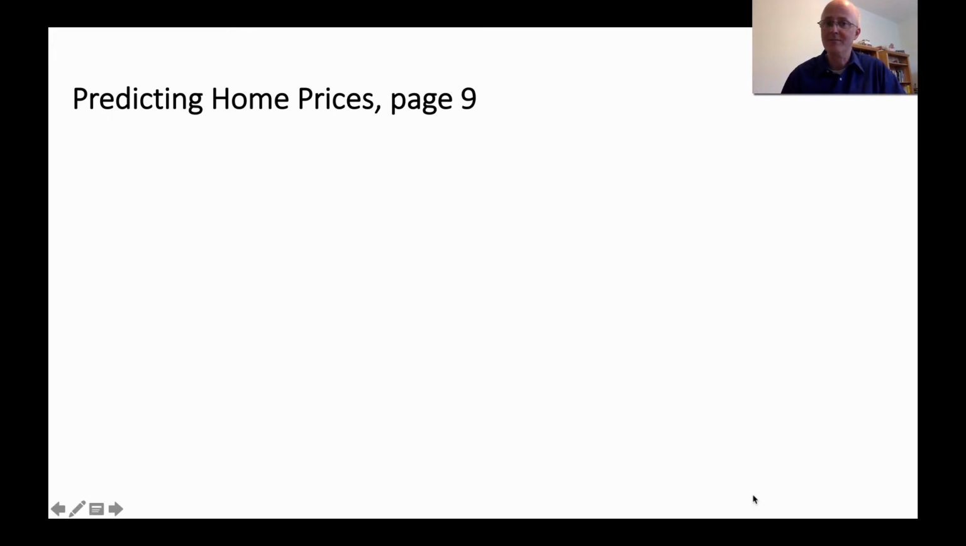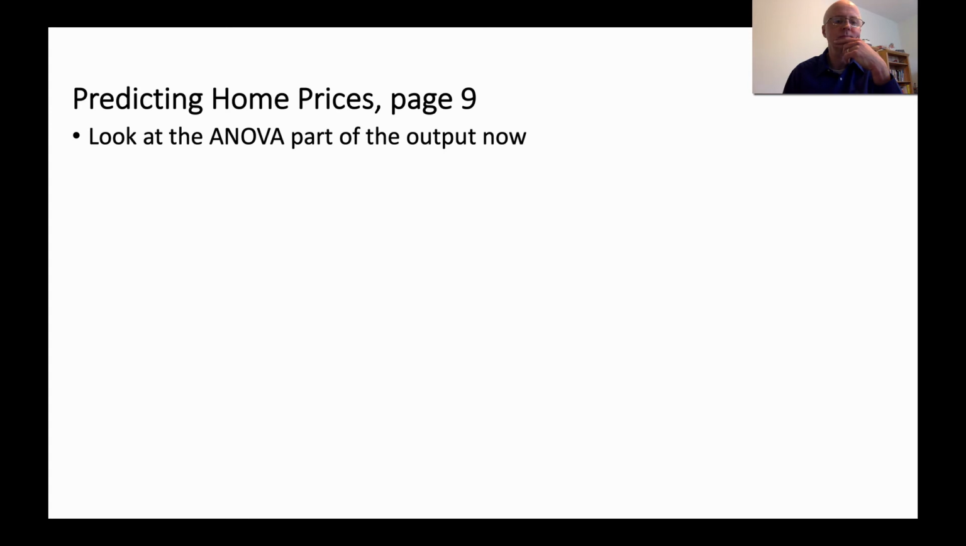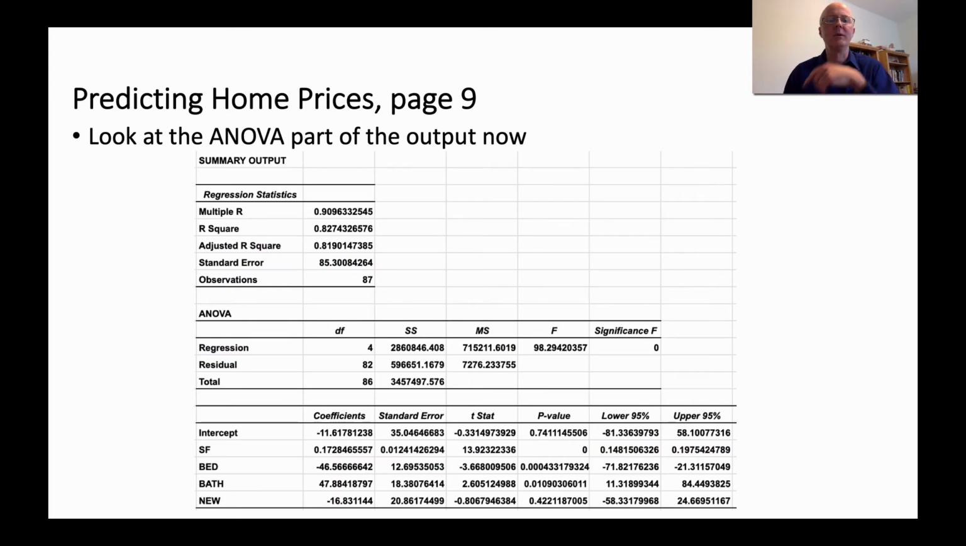Getting close to being done here. Page 9, there's 12 pages on the PowerPoint. Then we'll finish the PowerPoint and go to the Mathematica. Here again is the ANOVA output, the spreadsheet output. We're now going to look at the ANOVA part of it. Focus on that right here.